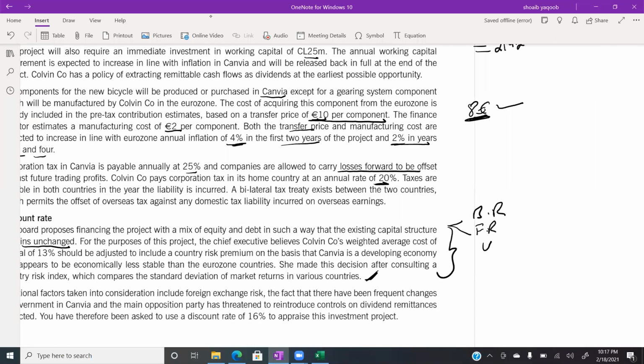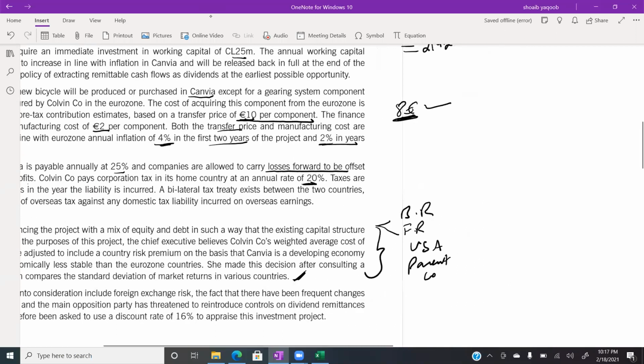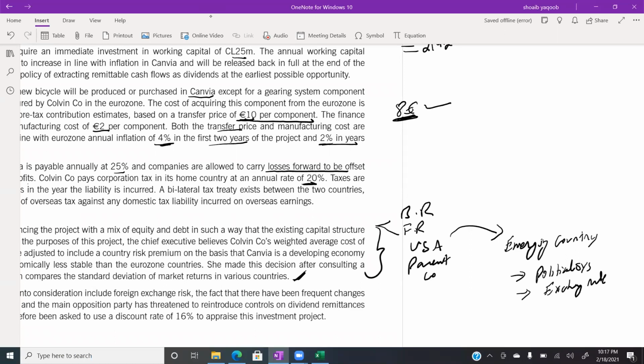Listen. Parent company is in USA, let's suppose. And you want to invest in an emerging country or less developed country, any Asian or African country. Normally, emerging countries are mainly in Asia and Africa. So, a USA company wants to invest in an emerging country. There are some problems with the emerging country: weak political system, exchange rate instability, fiscal problems.